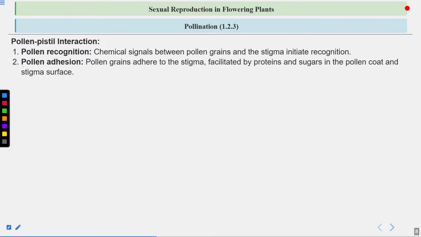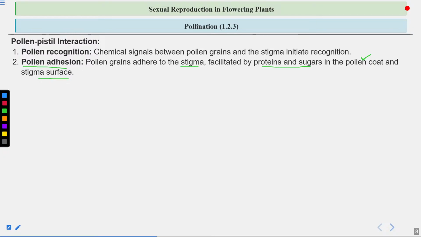Second thing, pollen adhesion. The pollen grain adheres to the stigma, facilitated by the proteins and the sugar in the pollen coat and the stigma surface. So there are some protein and sugar present at the surface of the pollen grain. That is the pollen coat here. You can see here the pollen coat or the pollen surface. And the stigma also releases some sugar substances and protein.